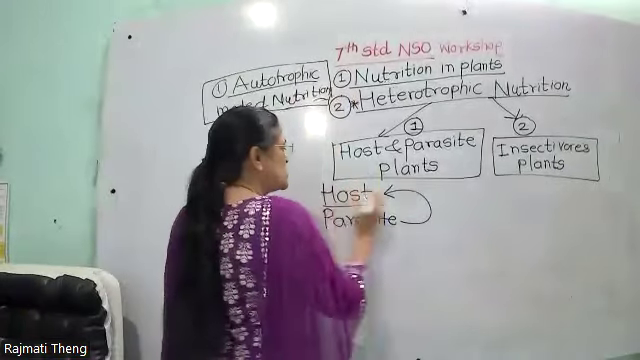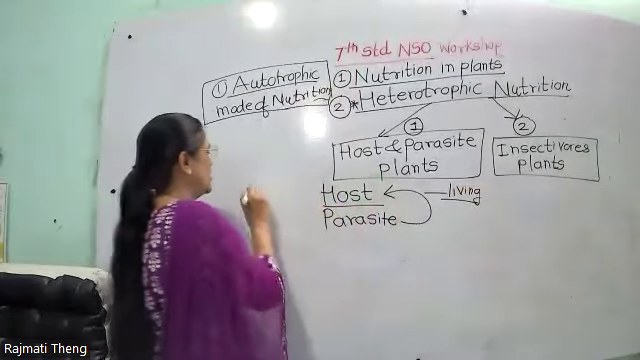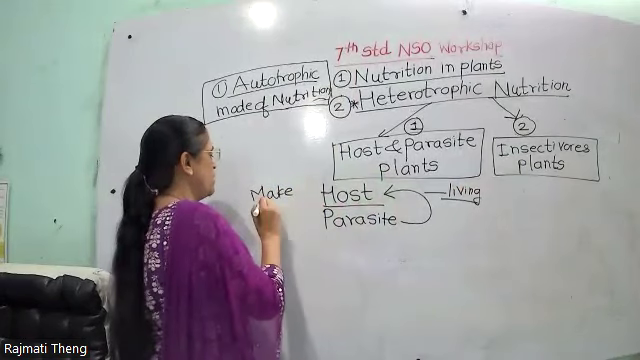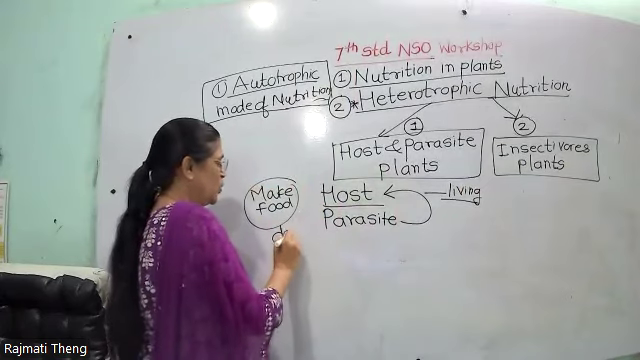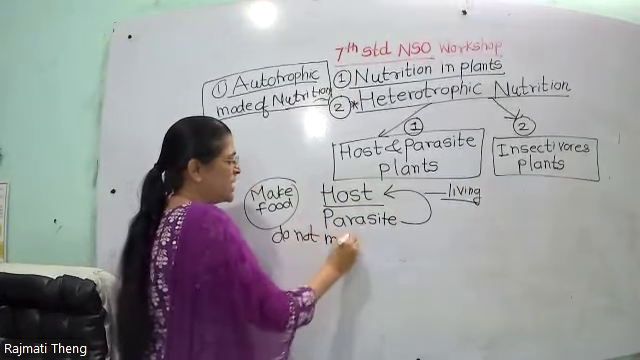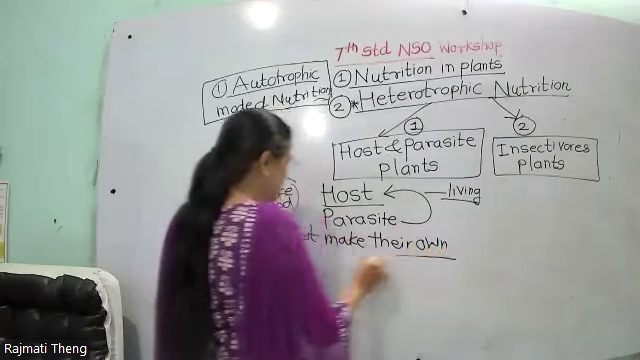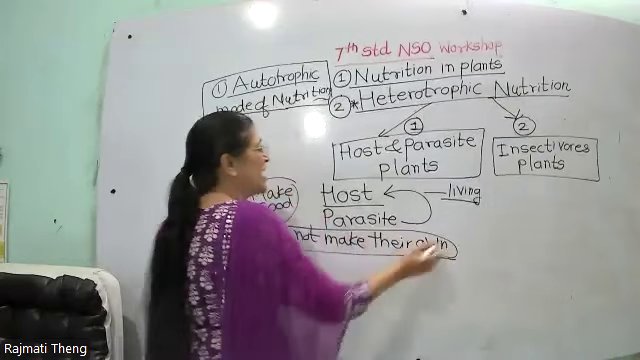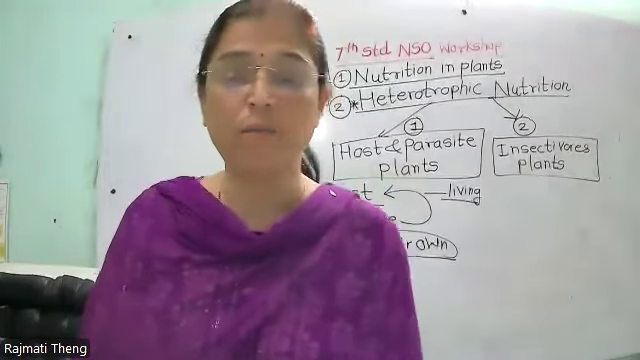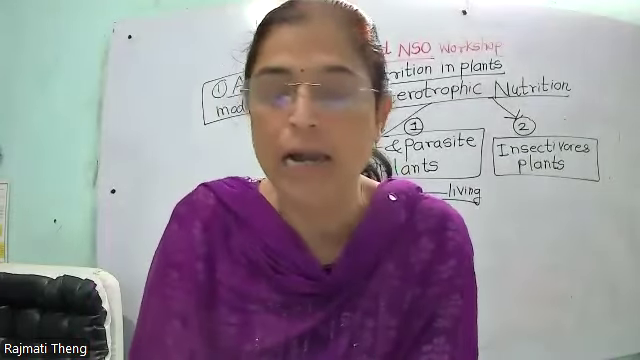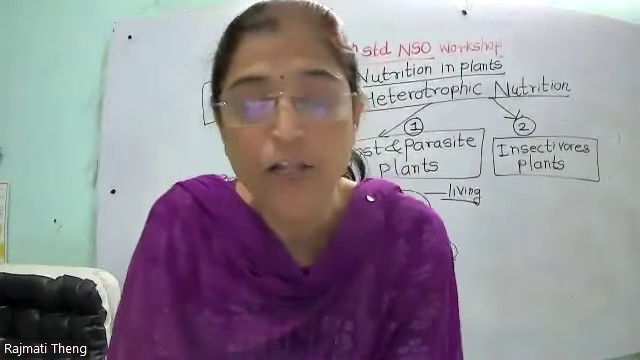The host is a living organism. The host makes its own food, but the parasite does not make its own food. The parasite depends on the host. It lives in or on the body of another living organism, called the host, and takes the nutrition.